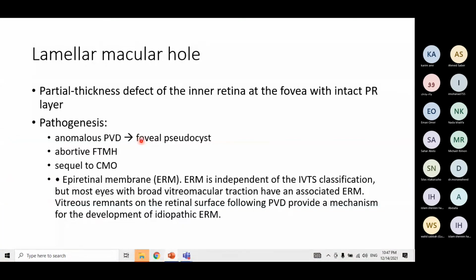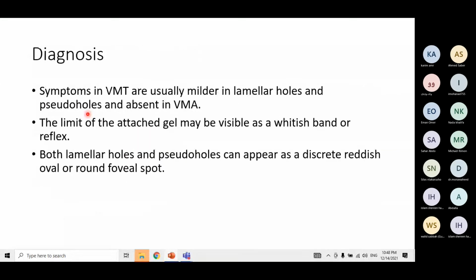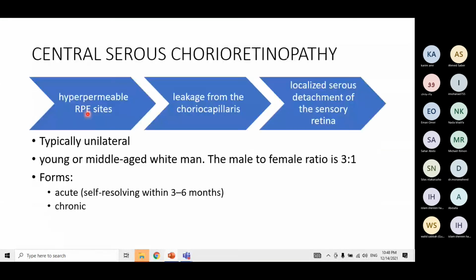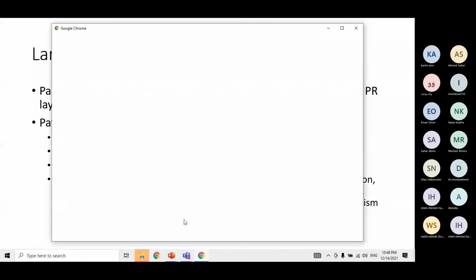Another entity is the lamellar macular hole. Lamellar macular hole is a partial thickness hole, so it's not a full thickness hole like the full thickness hole. I just want to show you something. Just a second. What's the difference between the lamellar hole and the pseudo hole? This is something which is important to understand. Just give me 1 second.